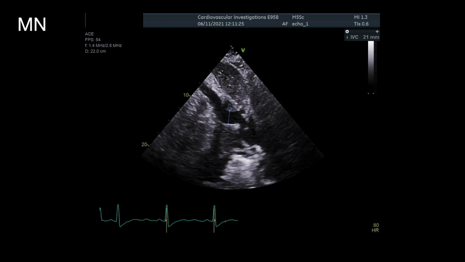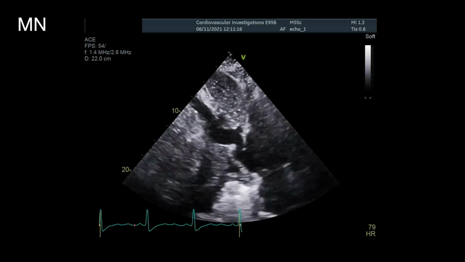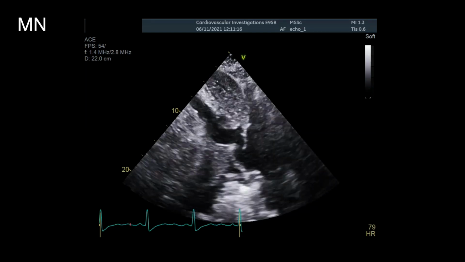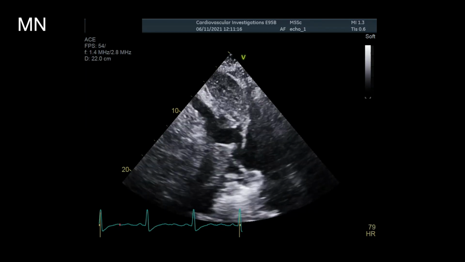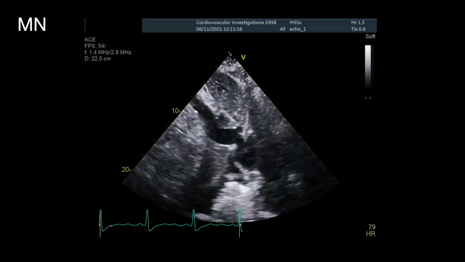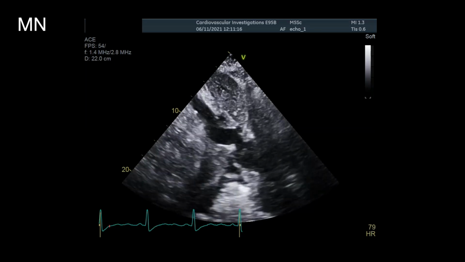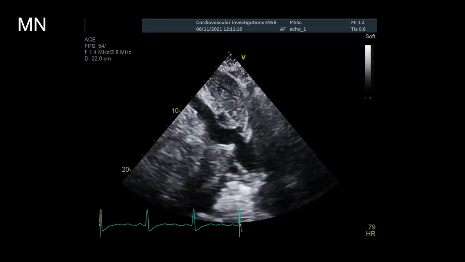And then we've moved to the IVC, which is 21 millimeters, which is just normal. And I think there's less than 50% collapsibility there. So that would equate to an RAP, or right atrial pressure, of 8. And we saw that the TR max pressure gradient was around 50. So that would equate to an RVSP of around 58, which again is significantly elevated.